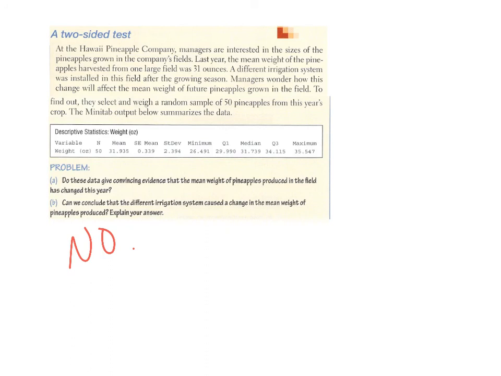There could be plenty of other things other than the irrigation system. There could have been different weather patterns this year. The seeds came from a different place. There could have been more sun exposure this year, and it wasn't as cloudy as the year before. So I cannot infer causation just based on the different irrigation system.